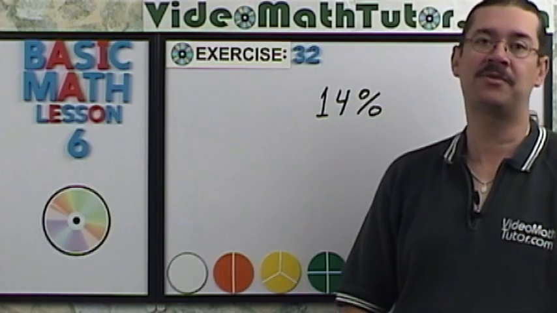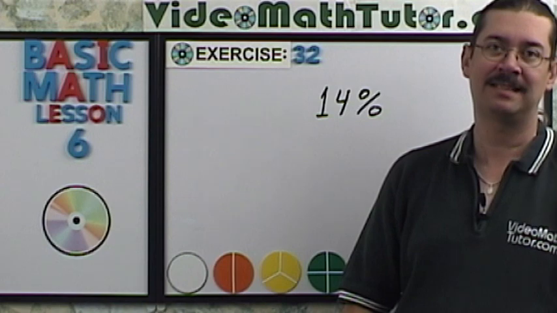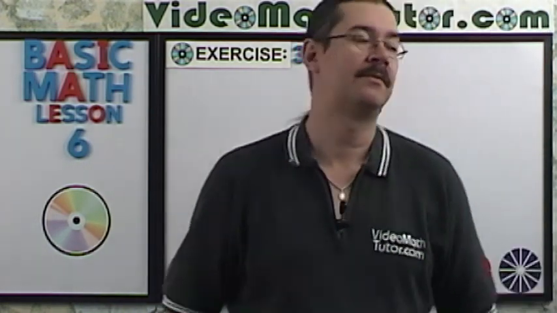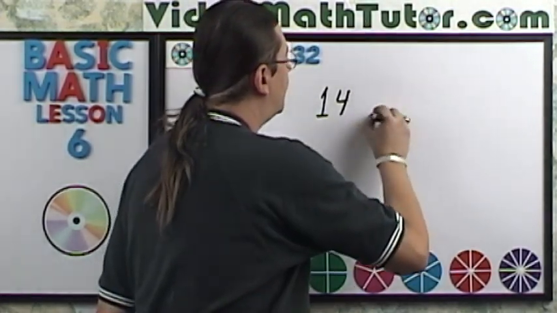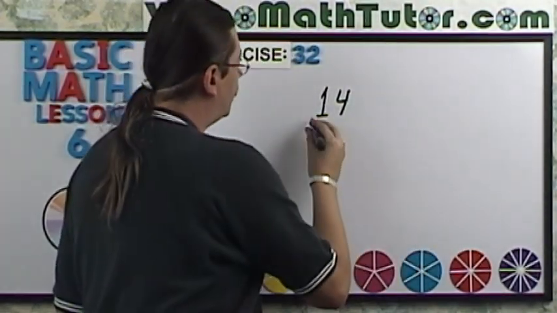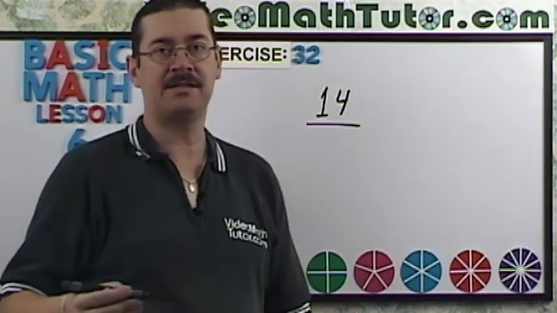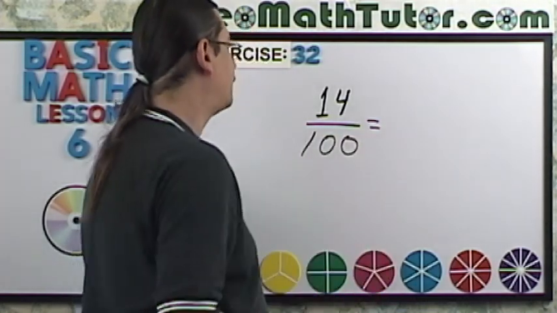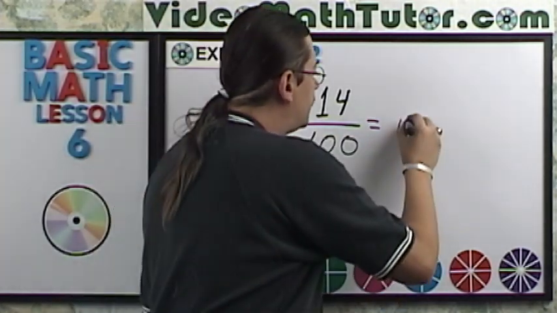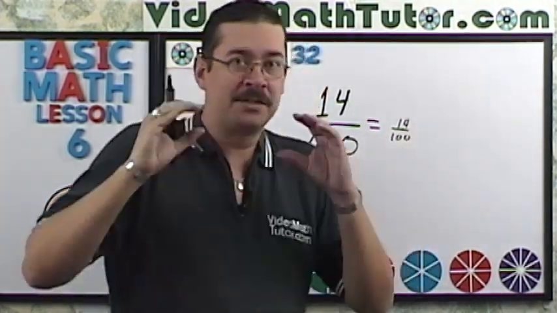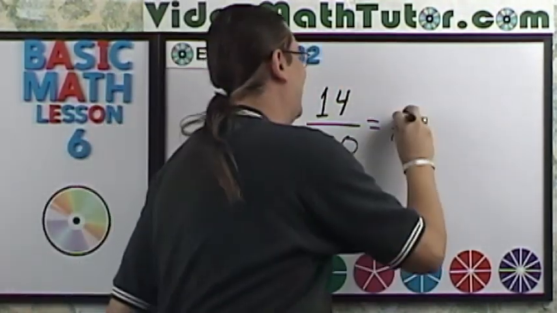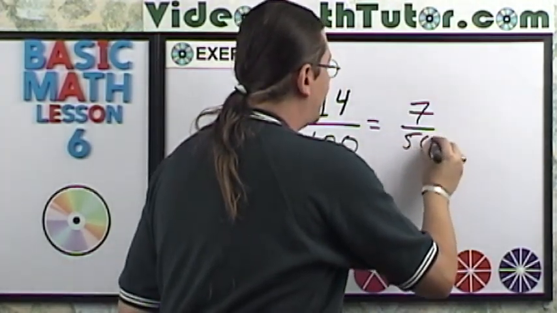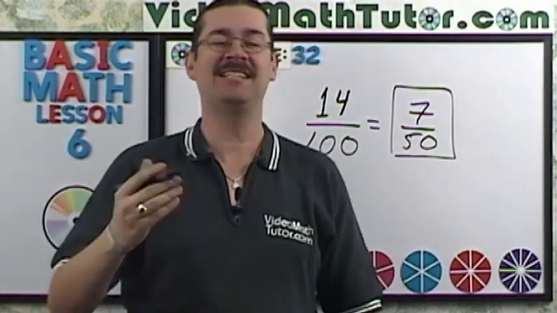Now I'd like you to change 14% to a fraction. Give it a shot. First step, the percent sign is gone. He's out of there. And to make it a fraction, with percentages, you're just dividing by 100. So that's exactly what I'm going to do. Divide by 100, and let's reduce this. So it's going to really be 7/50. That's it.